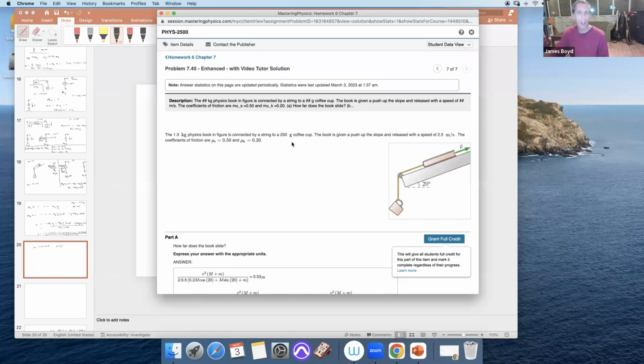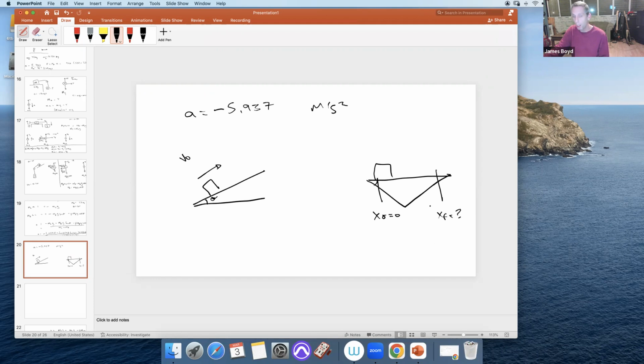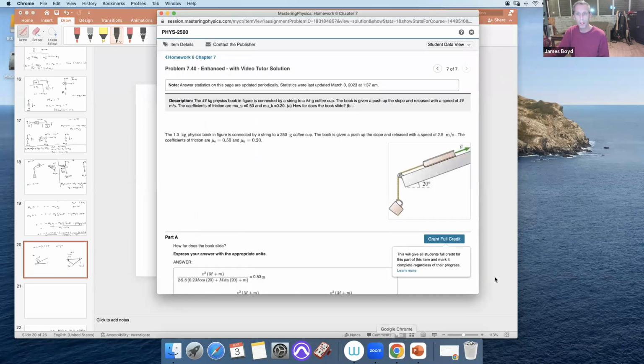Now, how far does the book slide? It's given an initial speed of 2.5 meters per second. The book is going up the incline with some initial speed. The acceleration is along the incline, so you need to make sure and turn this. This is my x initial, where it starts. This is some x final, where it ends, and that's what I want. I know that it has an initial velocity of 2.5 meters per second.